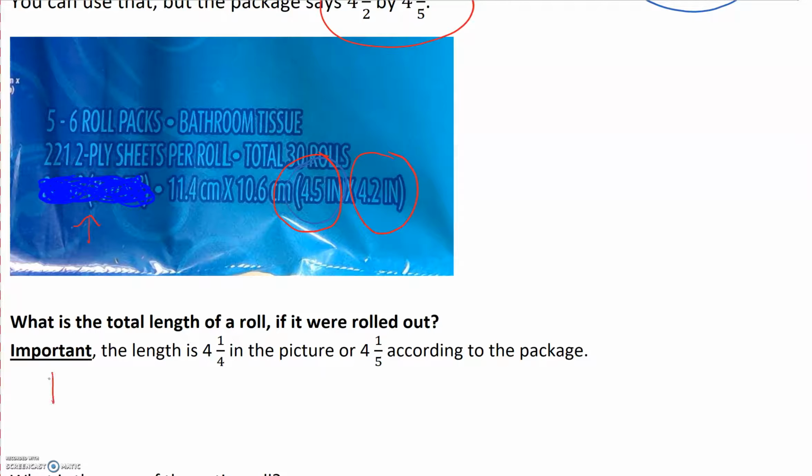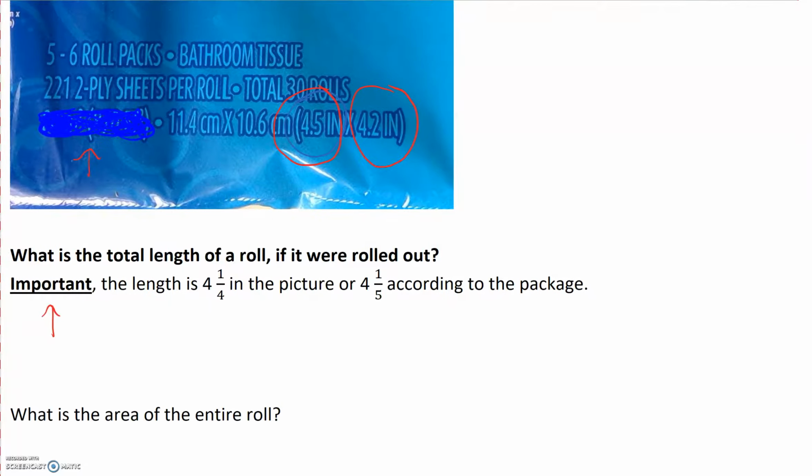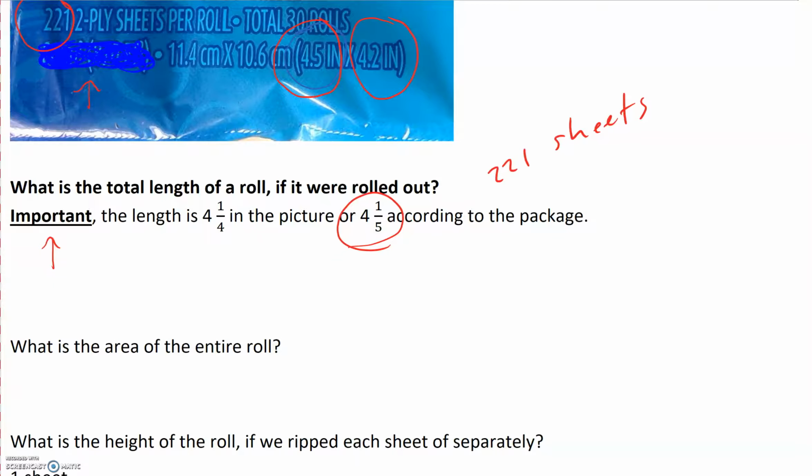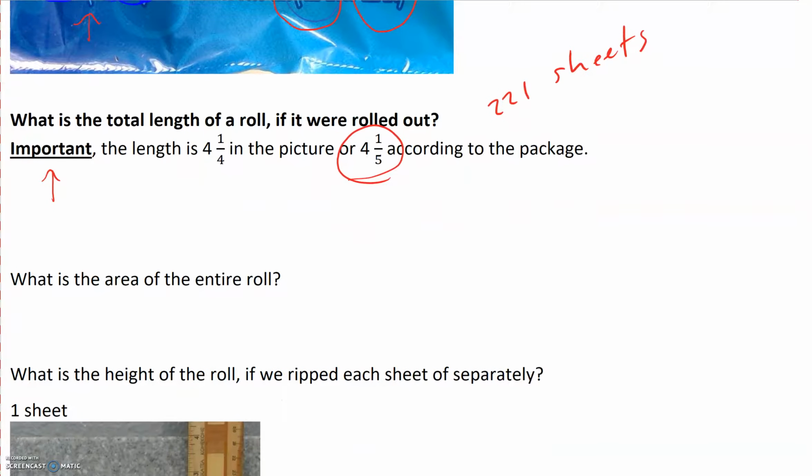This is the important part. I turn the paper, so the length is 4 1/4, or if you use the actual package, 4.5. And there are 221 sheets. It's on the page right up here. I think it's right. Yeah, right. 221 sheets. What's the area of the entire roll? Once again, 221 sheets are there when you figure that one out. I really like this. And what's the height of the roll?